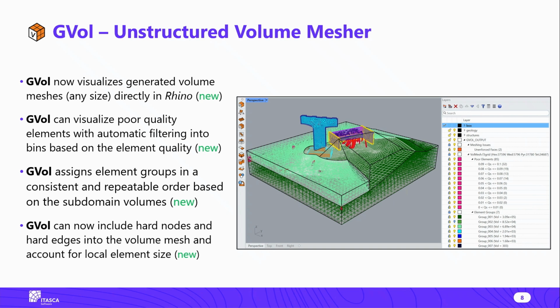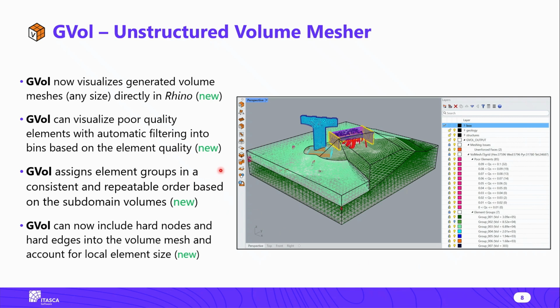Let's talk about the unstructured volume mesher gwall, which received a significant amount of improvements in the new version of Griddle. The first big improvement is that gwall now visualizes generated volume meshes, practically of any size, directly in Rhino. And on this image, you can see how this visualization may appear for an example model.